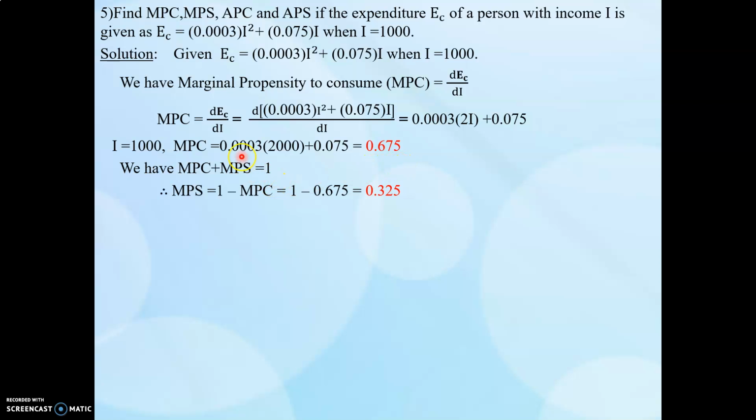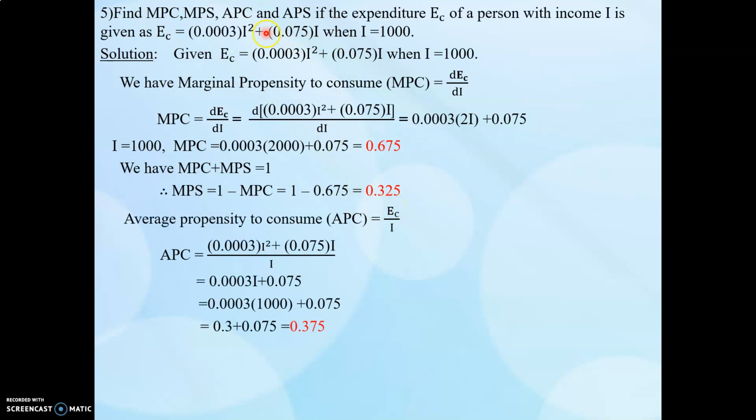Now we have to find out MPS, that is marginal propensity to save. We have this relation: MPC plus MPS is equal to 1. We already know the MPC value, so just substituting you will get MPS. Therefore MPS is equal to 1 minus MPC, that's equal to 1 minus 0.675, that's equal to 0.325.